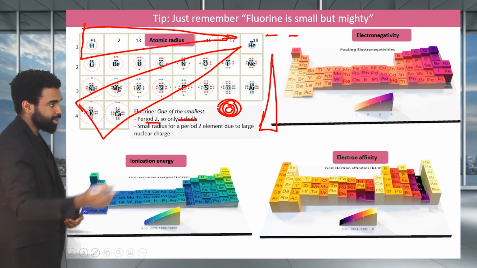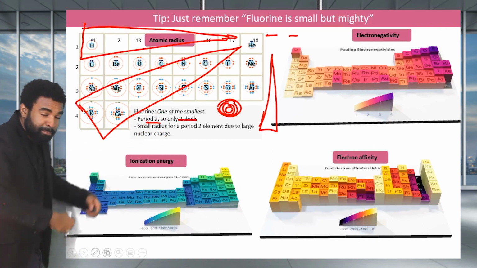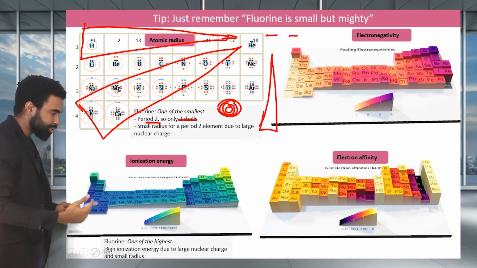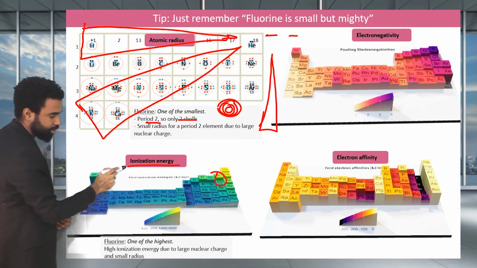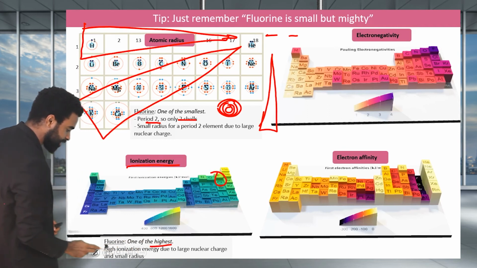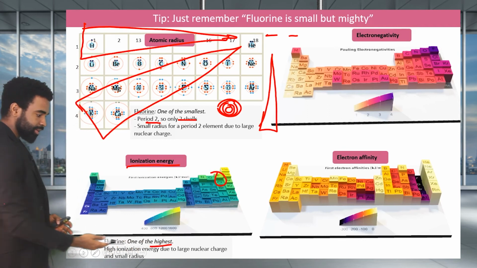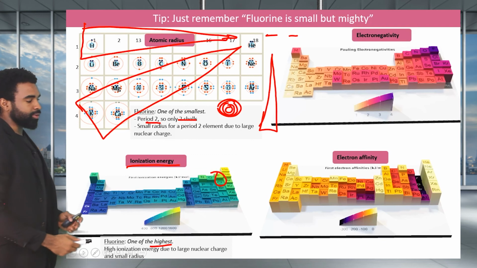Fluorine is mighty, though, because for the next 3, it is the most, or the highest. It's always the most something. So fluorine has one of the highest ionization energies. Why is this? Because of large nuclear charge and a small radius.